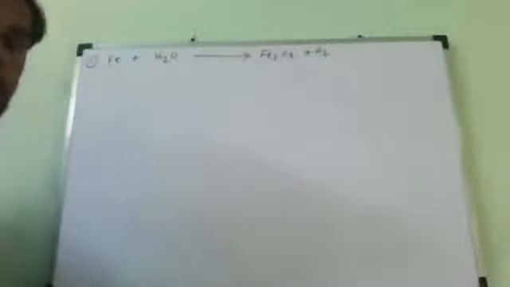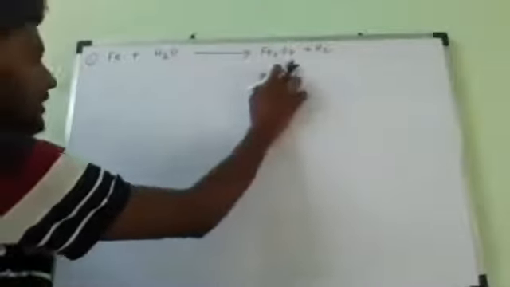So is it a balanced or unbalanced chemical equation? Please look at the board and tell me, balanced or unbalanced chemical equation. Sir, can you say that again? I cannot see the board clearly. Fe plus H2O will give you Fe2O3 plus H2.